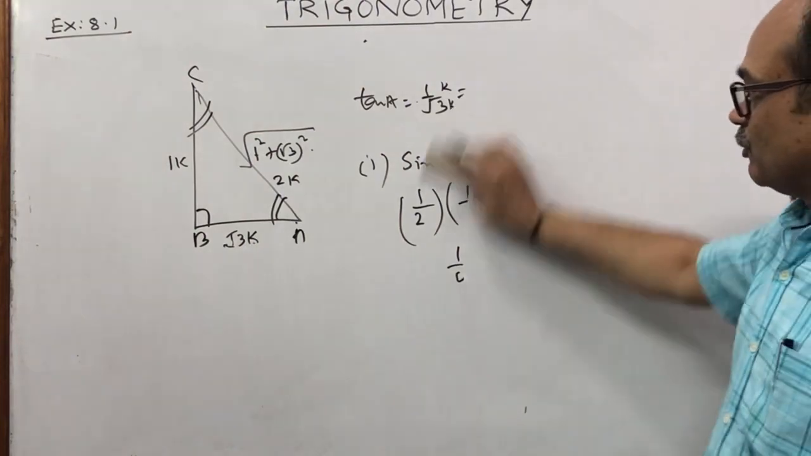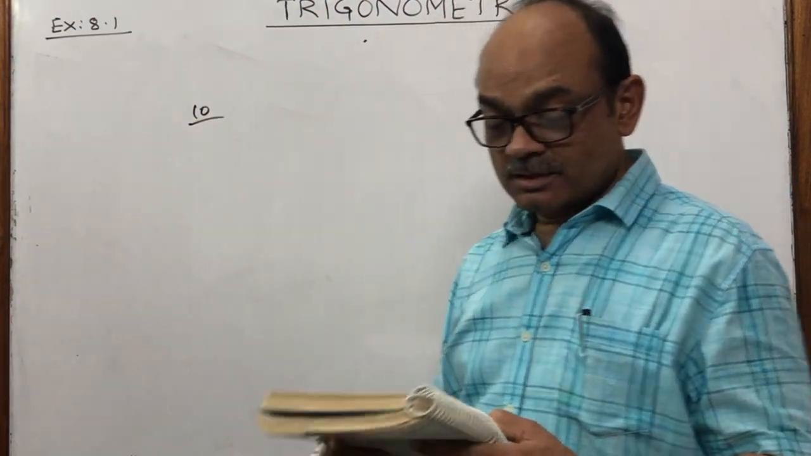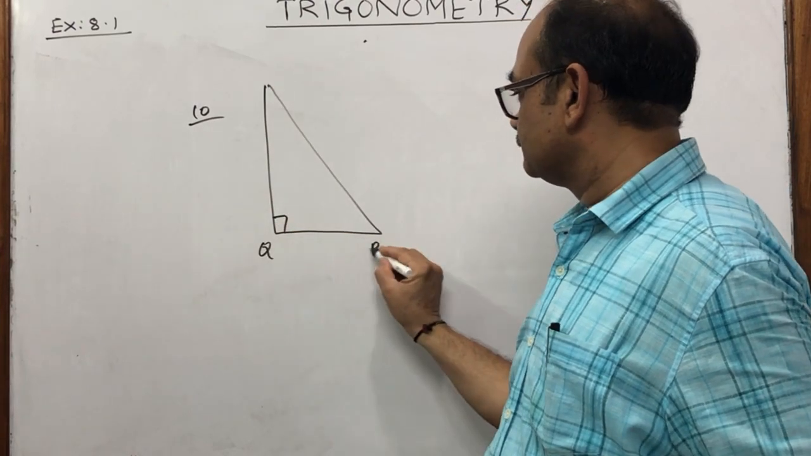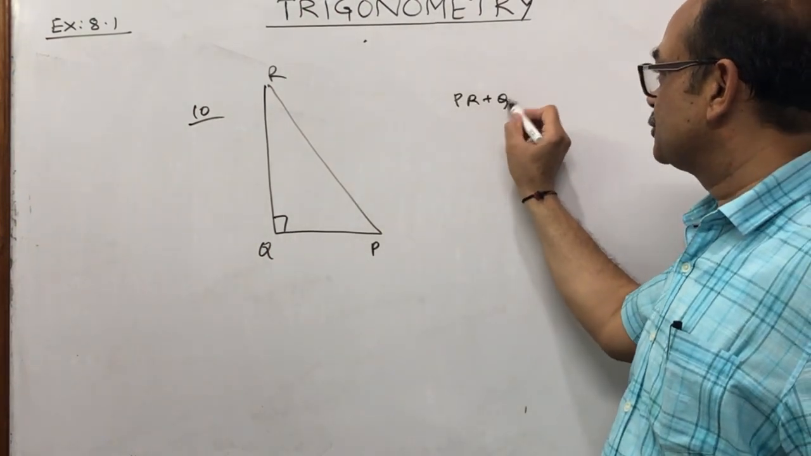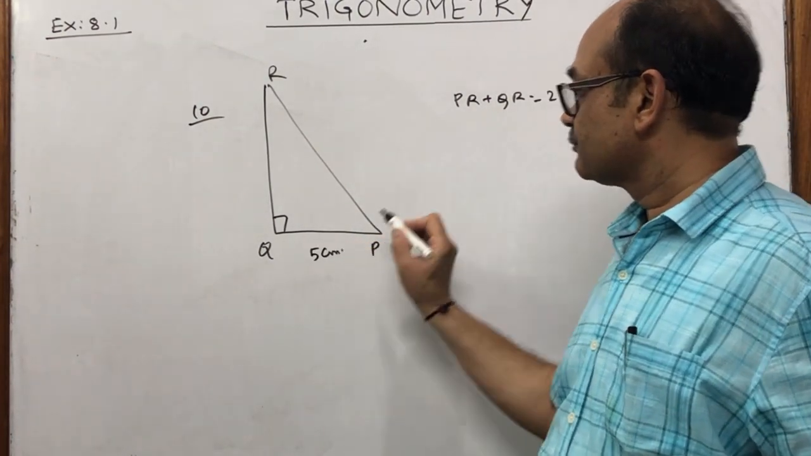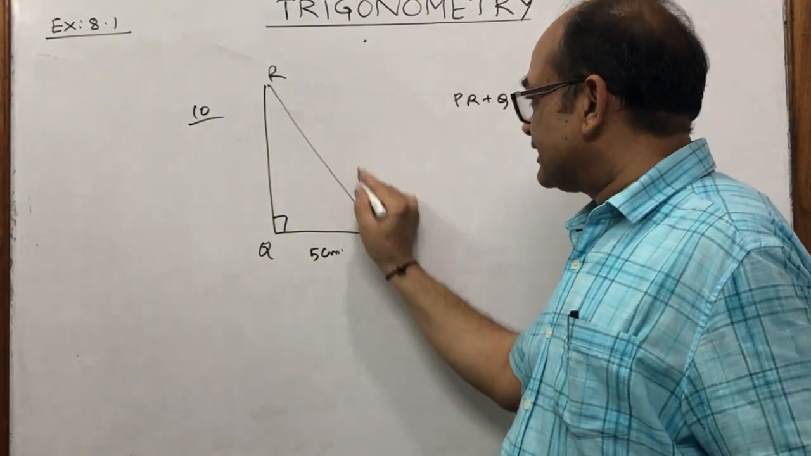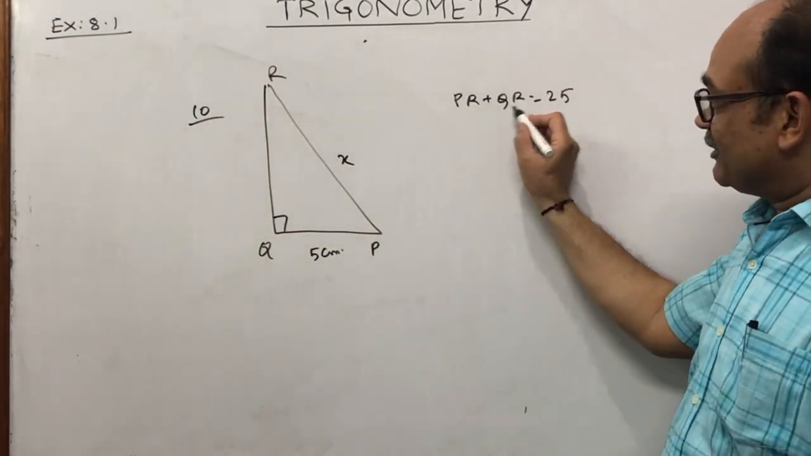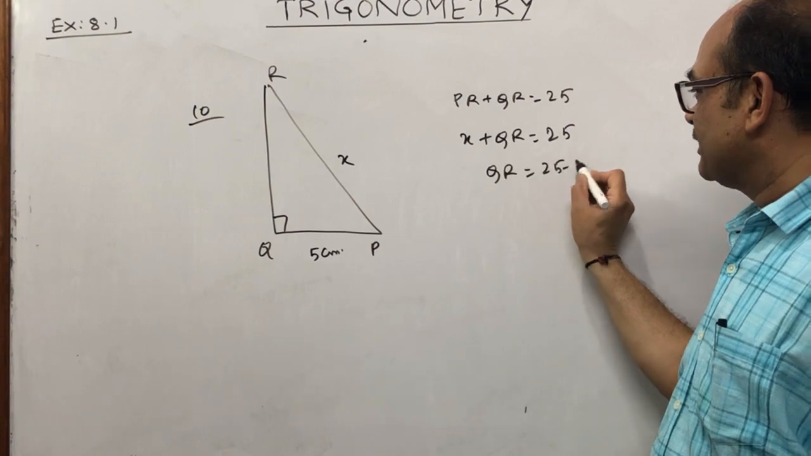One more important question from old CBSE board papers, question number 10, very important. In triangle PQR, right angled at Q, PR plus QR is 25 and PQ is 5. PR plus QR, just like a linear equation. The sum of these two is given to you as 25. Suppose PR equals x. Then tell me what about QR? If PR is x, then QR is 25 minus x. Yes or no?